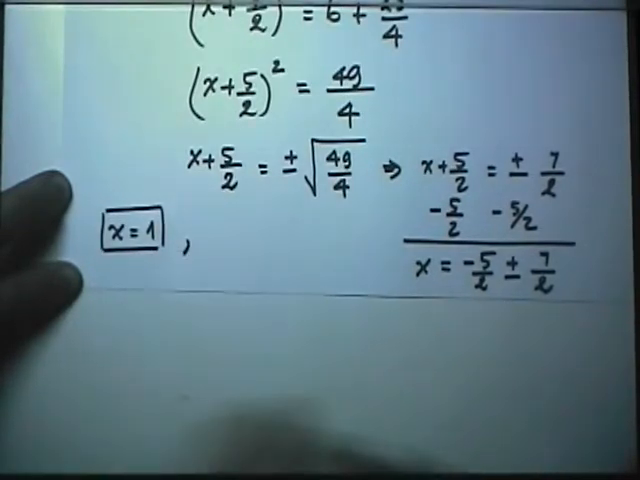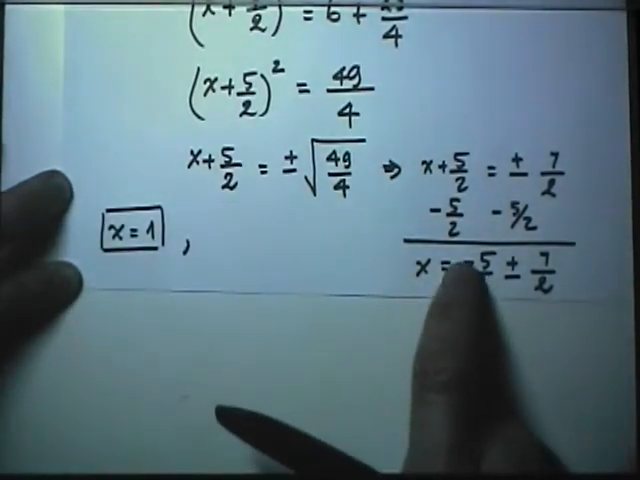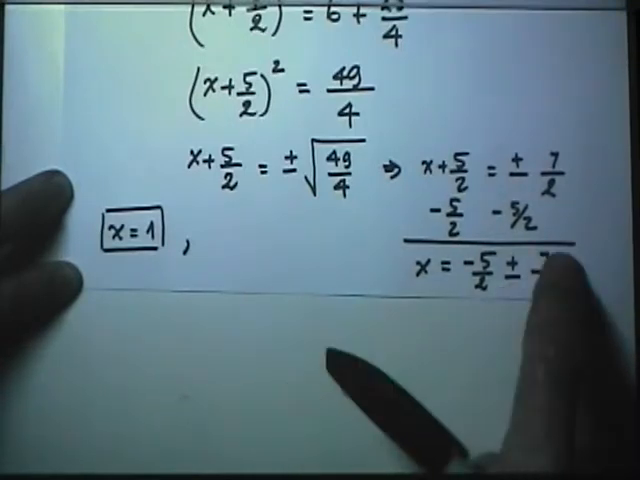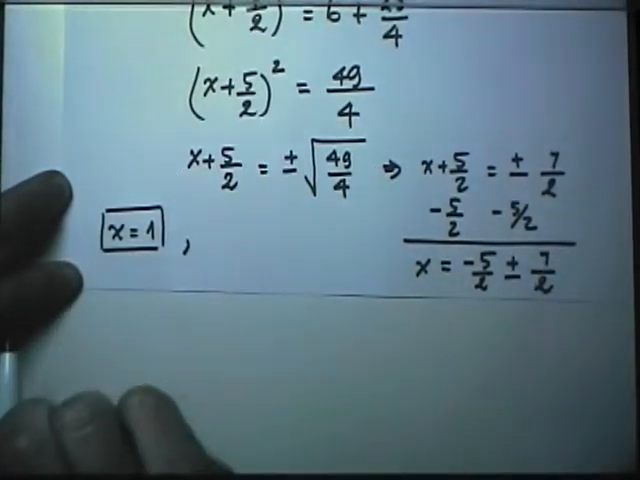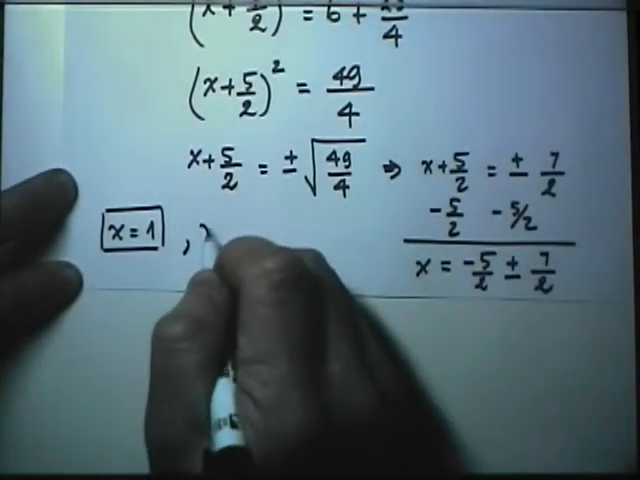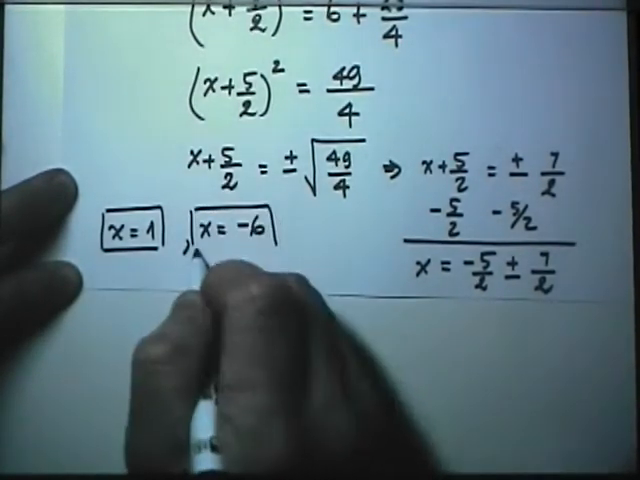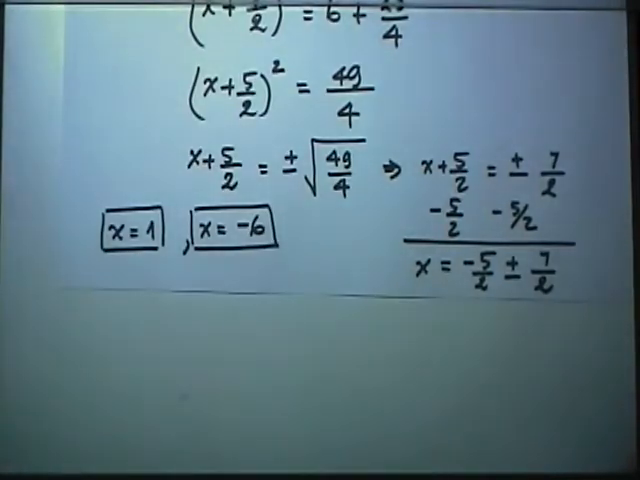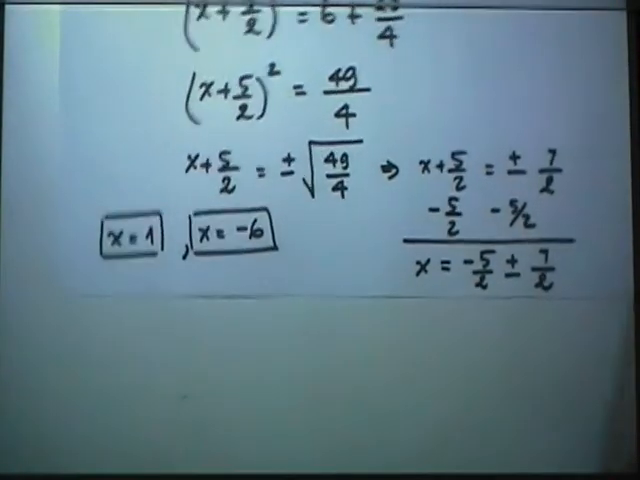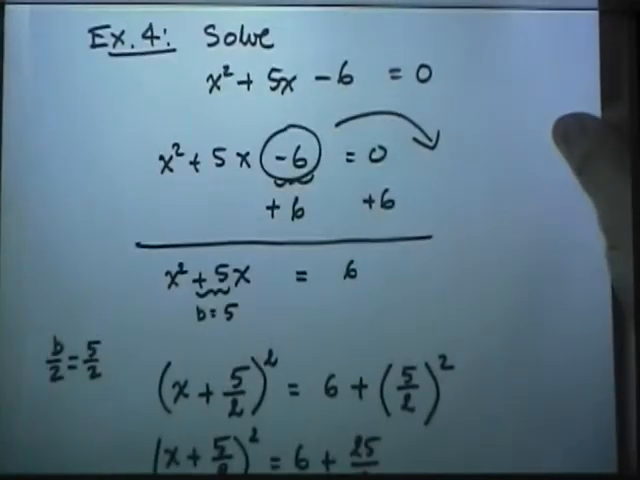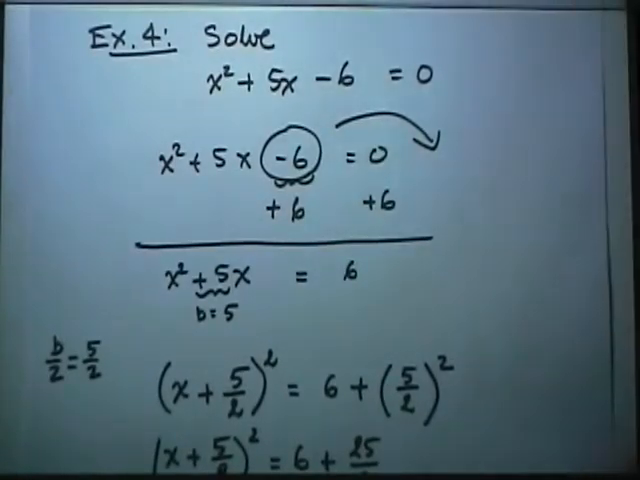And my second solution, x equals minus 5 over 2 minus 7 over 2. So it's going to be x equals minus 6. So that's my other solution to the equation. And this is where I'm done solving my quadratic equation, x squared plus 5x minus 6 equals 0.